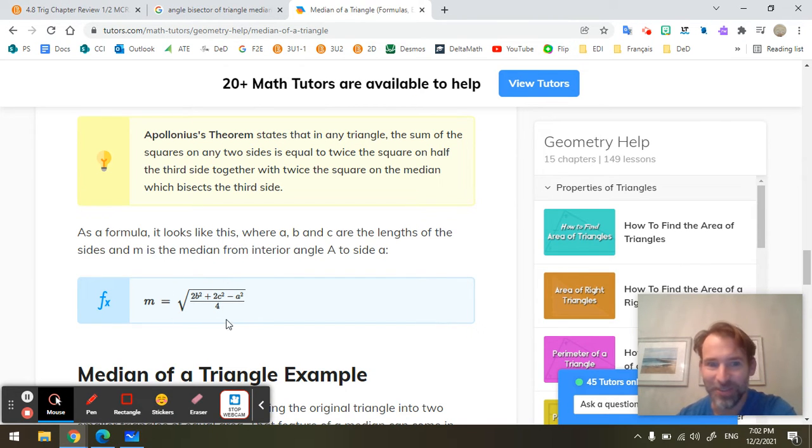That's certainly not something that we're doing in this class, is using this formula. You take 2 times the square of one side, and then 2 times the square of the other side, and then subtract the square of the third side that has the median, then divide the whole thing by 4. Oh, you take the square root of it too. So there's a lot going on there that we're not doing.